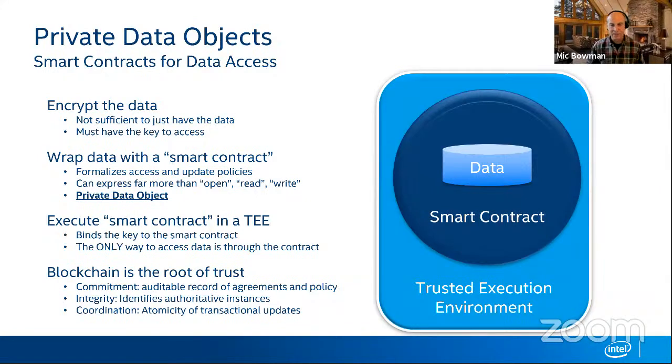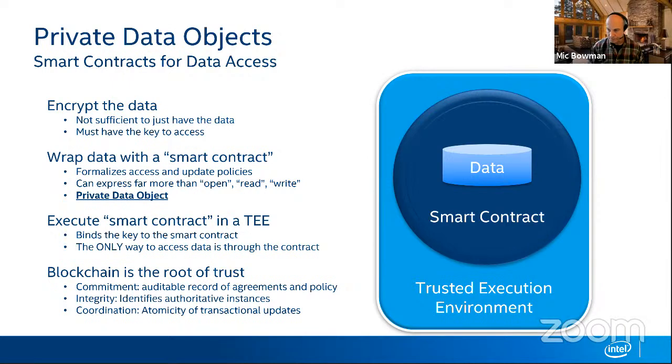This allows us to formalize the kind of access and update policies. So that contract represents the agreement between us about what is an acceptable use for that data. Remember, when we share data right now, we tend to share it at a very low-level interface and we lose control. And this ability to wrap the smart contract is basically the contract between us about what constitutes acceptable use for that data.